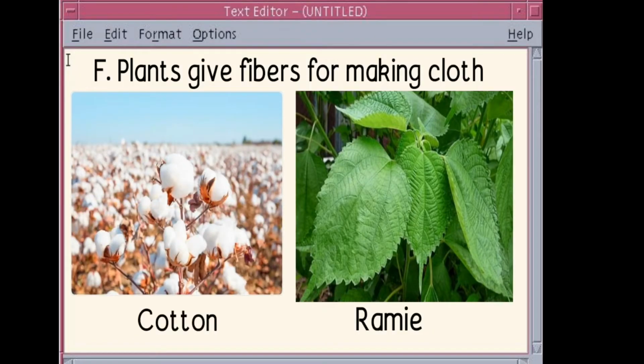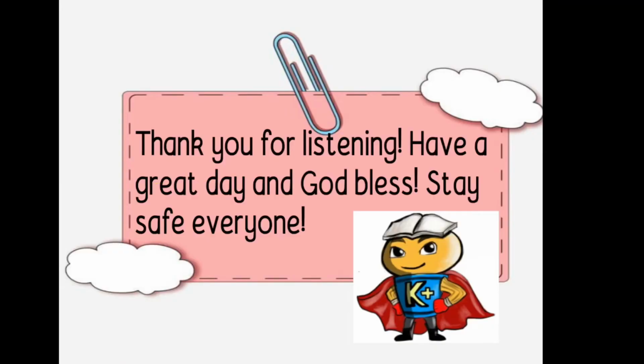So, plants give fibers for making cloth. So, ito, cotton. Ginagamit natin to pag naglalagay tayo sa unan. Ginagamit natin yan sa mga teddy bears, sa mga paggawa ng clothing, yung ginagamit natin pang tahi, pang suot natin sa pang araw-araw, at meron din tayong ramie. So, yan. Nagbibigay siya ng fibers for making cloth. So, maikli lang tong topic na to kasi ito lang yung nagiging uses.